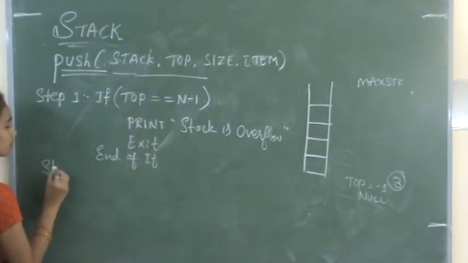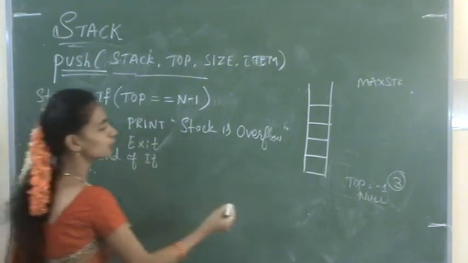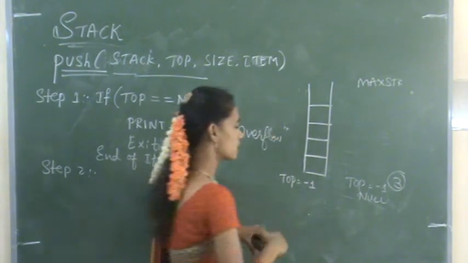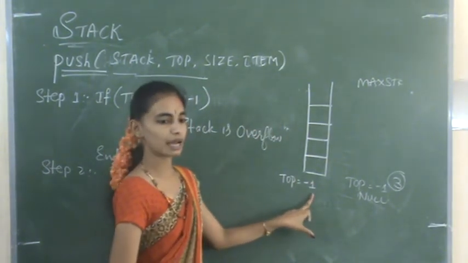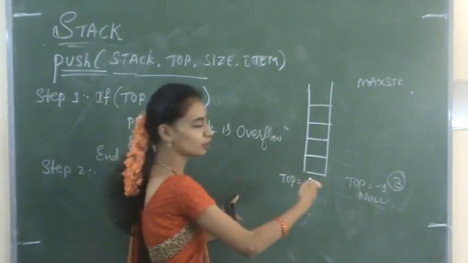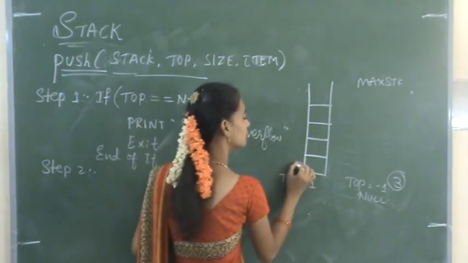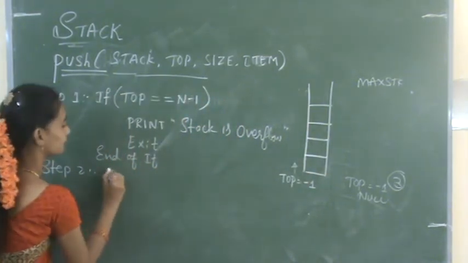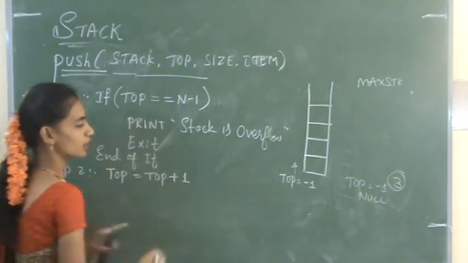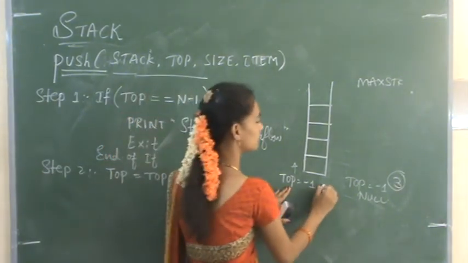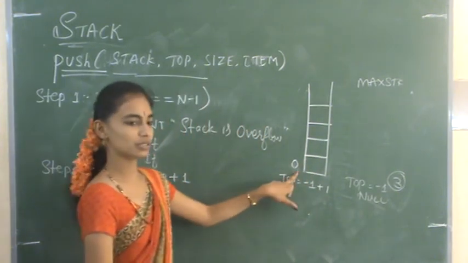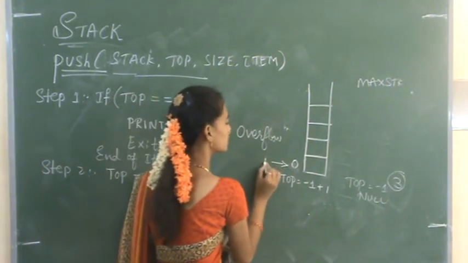Before inserting an element into the stack, the top value is -1. This is the initial value. If we want to insert a new element, we need to increment this top. Now top equals top plus 1. Now the top value becomes 0, because the array index always starts with 0. Now the top becomes here.